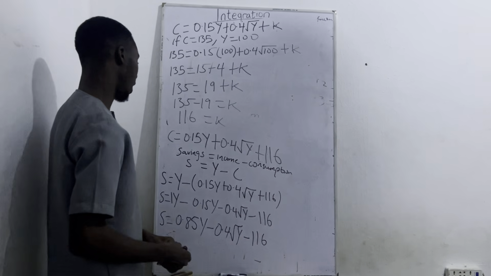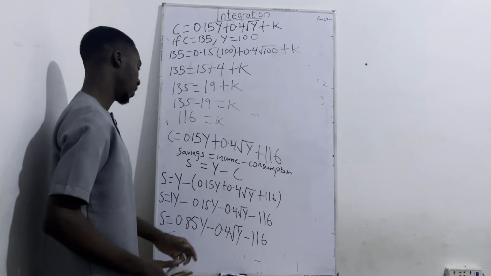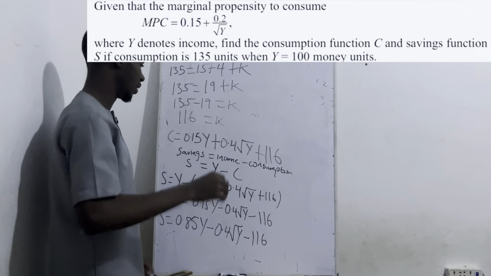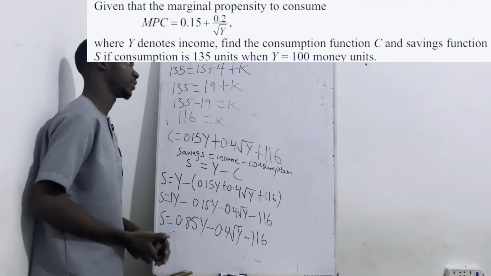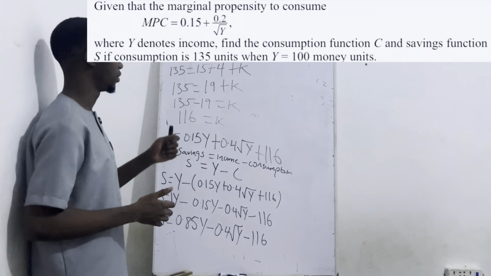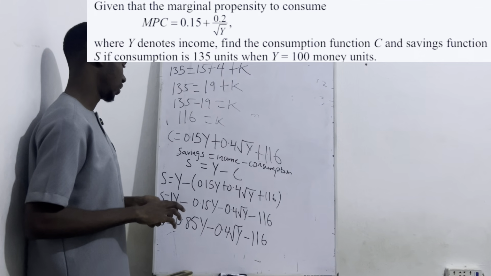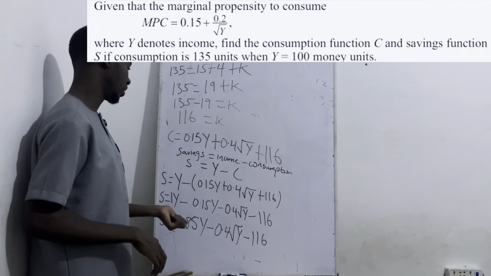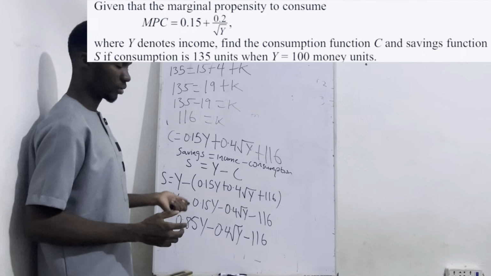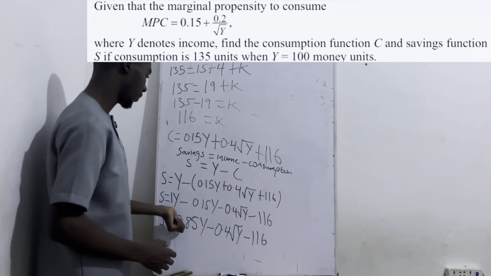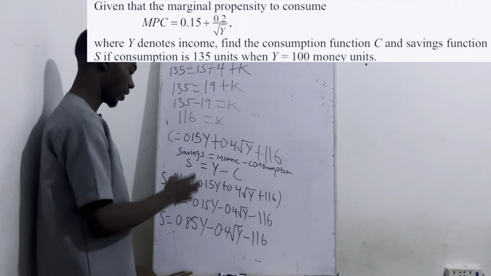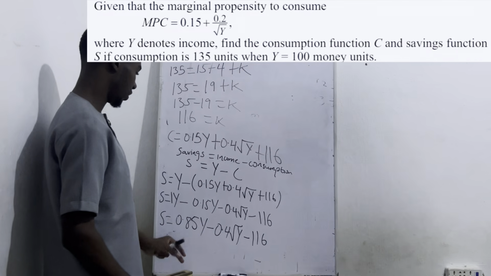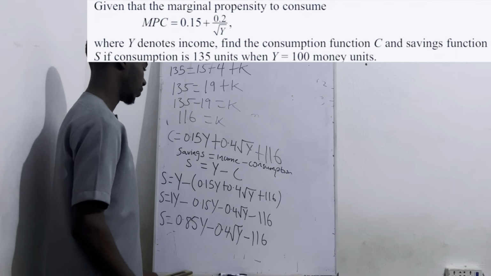You get it. So this our final answer, 0.85Y minus 0.4 root Y. I can write 0.4Y exponent half is the same thing, then minus 116. So that becomes our savings function. So I know it's a bit lengthy, but if you take your time and go through it, you understand. But don't forget, once you have Y minus 0.15Y, just assume that this Y is the same as 1Y. So you subtract the 1, the 0.15, whatever you get, you add the Y to it, you get it. All right. So that's the final answer, which is the savings function, 0.85Y minus 0.4 root Y minus 116.